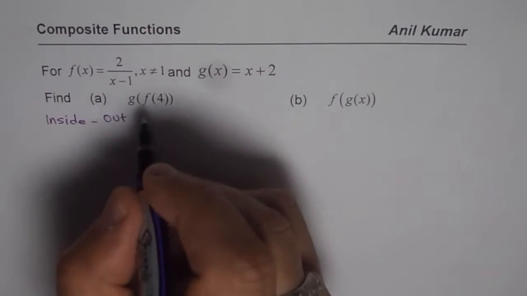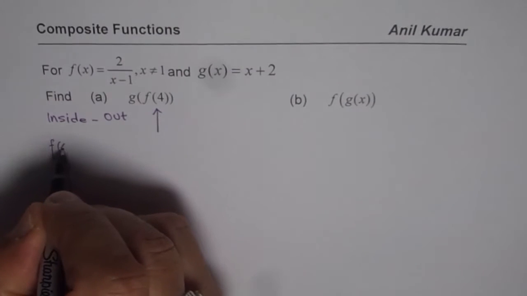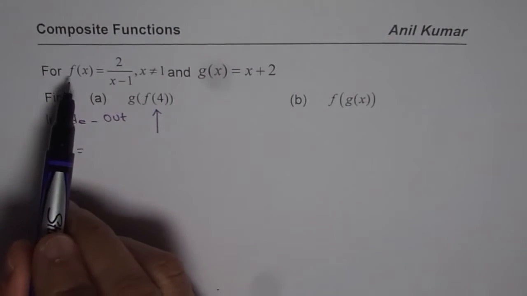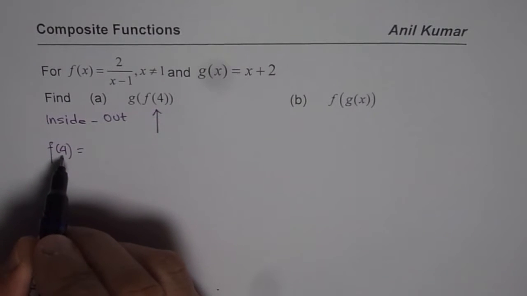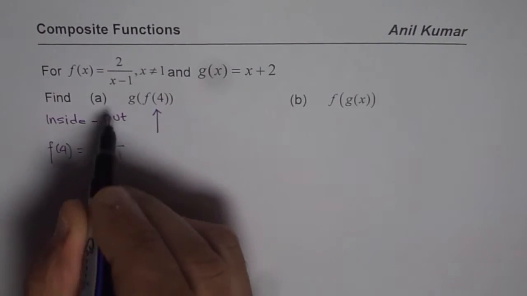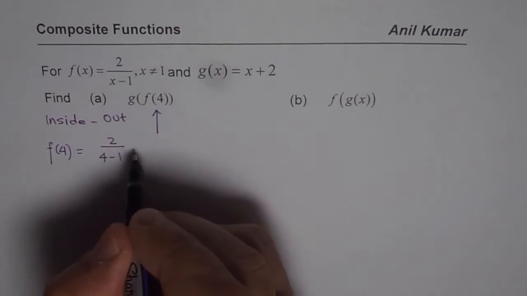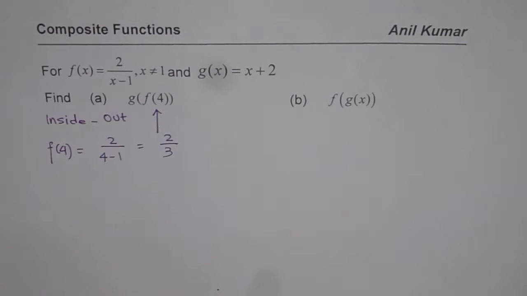So that means first you need to calculate what is f of 4. So first step is calculate f of 4. Now you're given f of x equals 2 over x minus 1. So f of 4 means 2 over 4 minus 1, right? Replacing x with 4, we get 2 over 3. So that is f of 4.